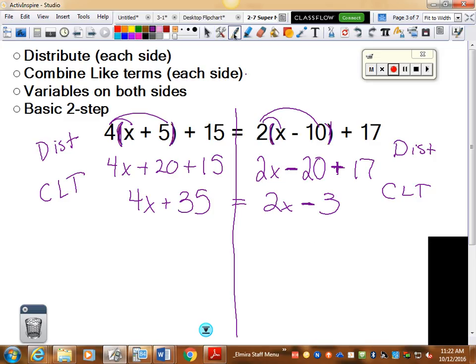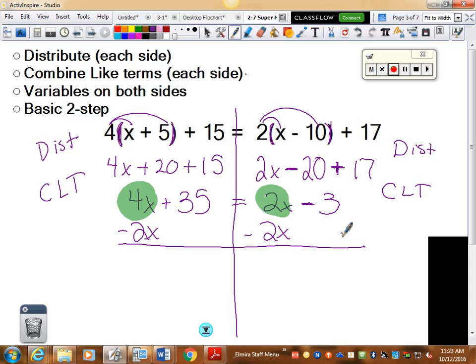Okay. So now I'm at the point where I have a variable term on each side. So I'm going to subtract out 2x, subtract out 2x. 4x take away 2x would be 2x plus 35. Cancel. And again, bring down a negative 3. So I did variables on both sides.